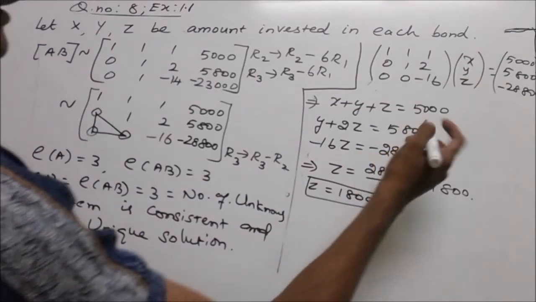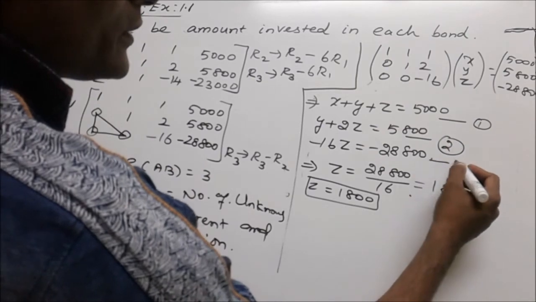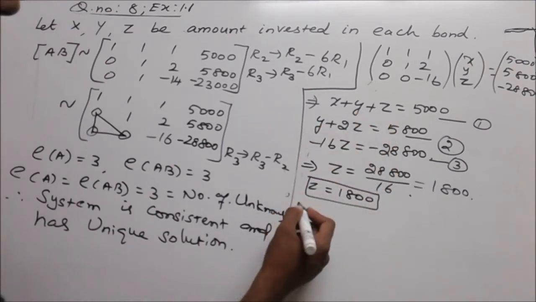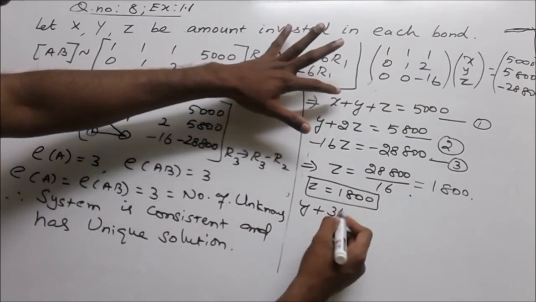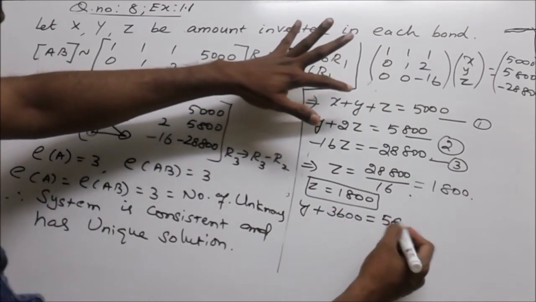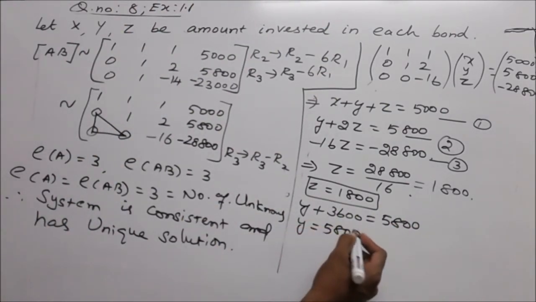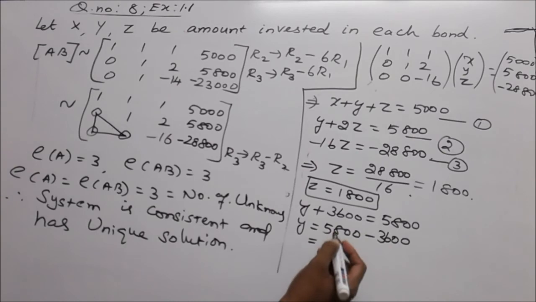Substitute z in equation 2. This is equation 1, this is equation 2, this is the third equation. From the third equation we get z equal to 1800. Substituting in the second equation, y plus 2 into 1800, 3600, equals 5800. Then subtracting, y equals 5800 minus 3600, which is equal to 2200. So y equals 2200.